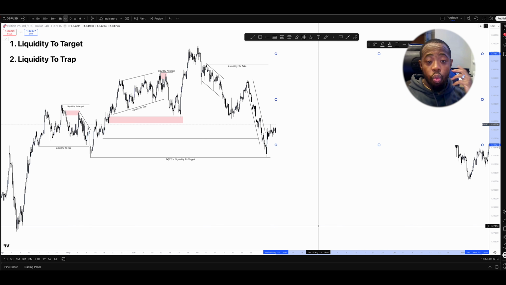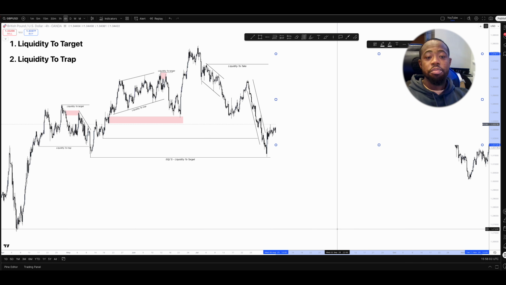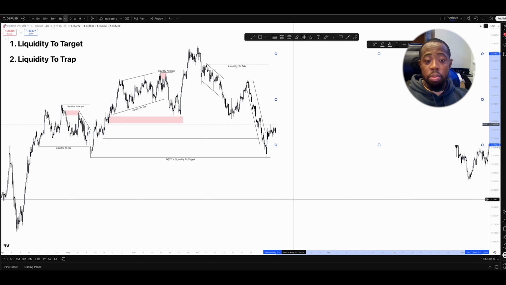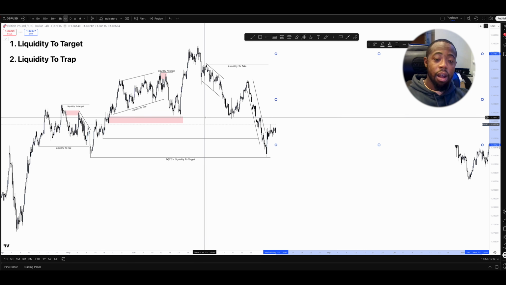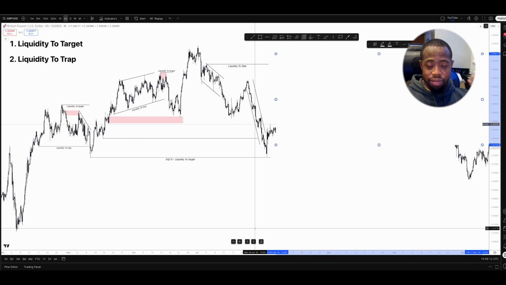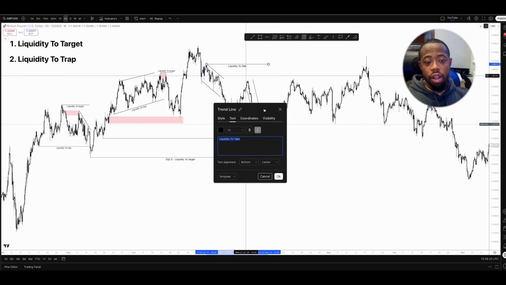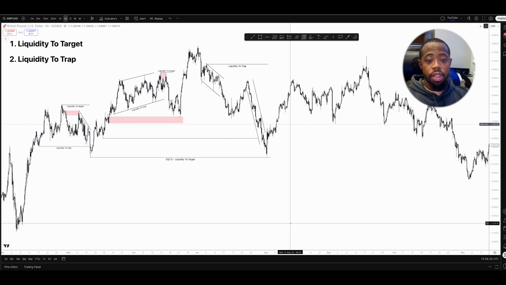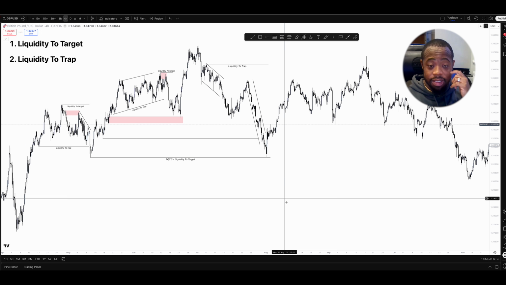Excuse me. What are we going for at this point? A lot of people believe we've got equal lows here. So price is going to just bounce off the equal lows and then come straight back down. No. What does price want to do? Price wants to first trap or take liquidity on the opposing side first to then target their main liquidity target. So we've got our liquidity to trap up here. And then we've got our liquidity to target down here.